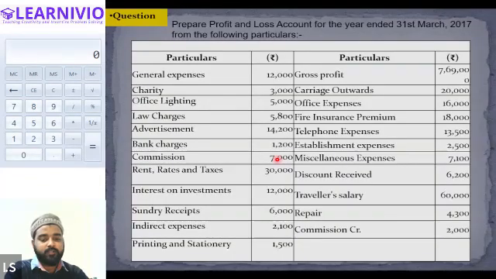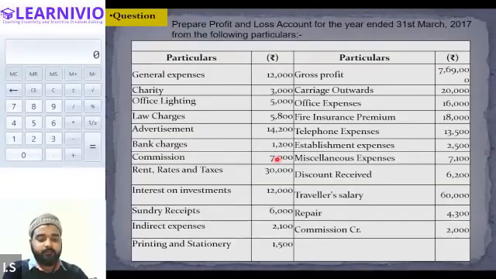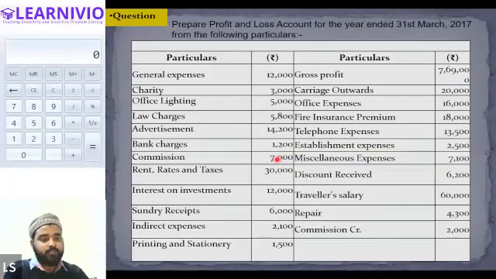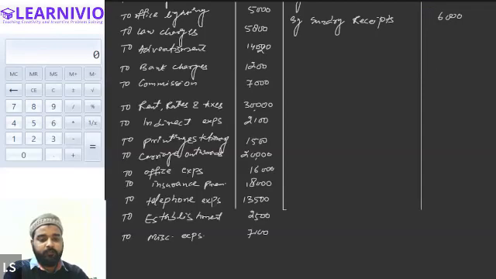After this, we have discount received. Tell me whether it is an expense or an income. Discount received. Tell me, anyone? Income. Halima, tell me, what is this? Income. Okay. Alexander, what do you think? What is discount received? Income, sir. Income, correct. So discount received 6,200. We will be recording it on the credit side, sorry, by discount received 6,200. Okay.